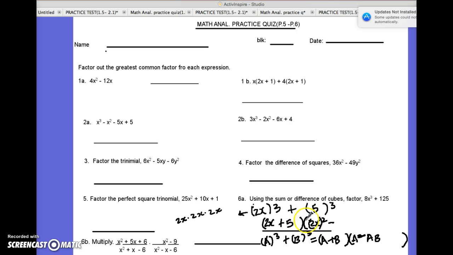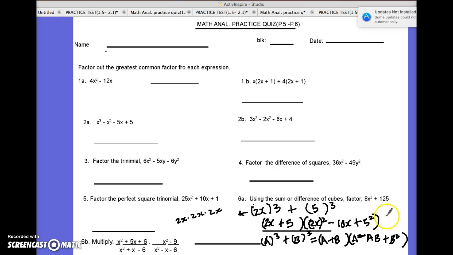Then minus the product of these two, a times b. So over here in the trinomial, it's going to be minus a times b, and it's going to be 2x times 5, which would be 10x. And finally, for the template, it will be plus b squared. And b here is 5, so it's going to be plus 5 squared.